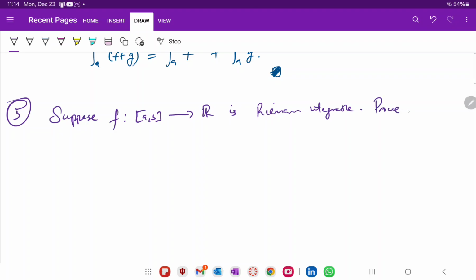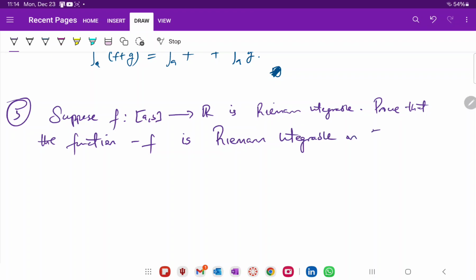They want to prove that the function minus f is Riemann integrable on [a, b], and that the integral over [a, b] of minus f is equal to minus the integral over [a, b] of f.